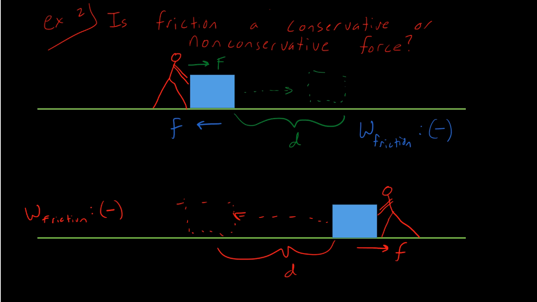I didn't have negative work at one time, positive work in another time. Friction is always opposite the direction of motion. That means friction is pretty much always going to be a negative amount of work done on an object. Friction is a non-conservative force. I can't undo it. If it was negative 10 here, it would be negative 10 here. That's not canceling. That's adding up to negative 20. So friction is a non-conservative force.